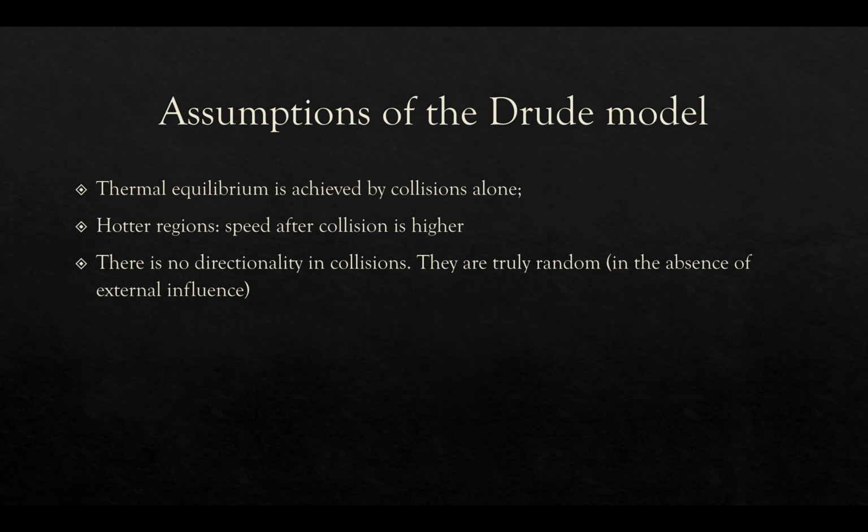Finally, we will also assume that all the collisions are typically random. There is no directionality in the velocity in the absence of external influence. That is, if you heat a solid at one end and so on, there will be directionality in the collisions, in the velocity. But in the absence of external influence, all the collisions are truly random. There's no way you can tell, because we will assume that thermal equilibrium can be quickly achieved by collisions, and there is no directionality.